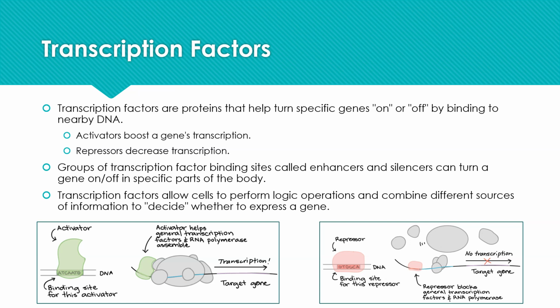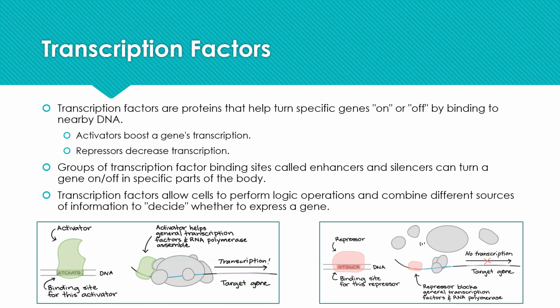There are a couple of different types of transcription factors. Activators are going to boost transcription, and repressors decrease transcription. They do what their name implies. Activators help activate and boost that transcription. Repressors help stop and repress transcription. Where they attach to the DNA are specific regions themselves. They're not part of the actual coding section of DNA, but they are nearby to that.